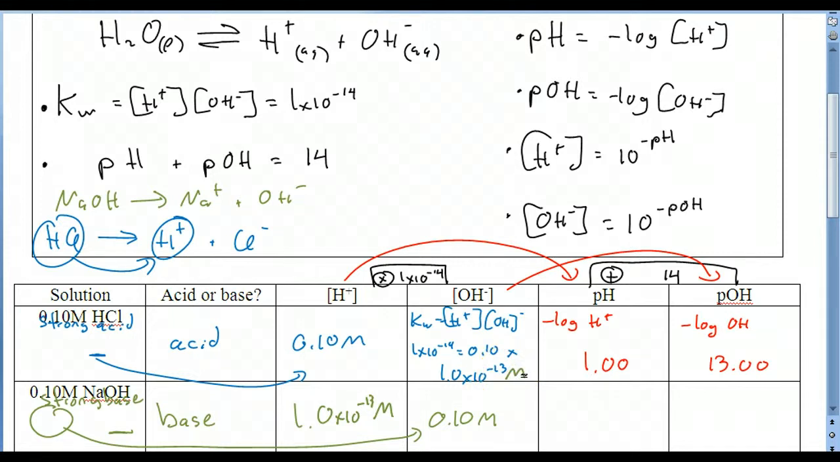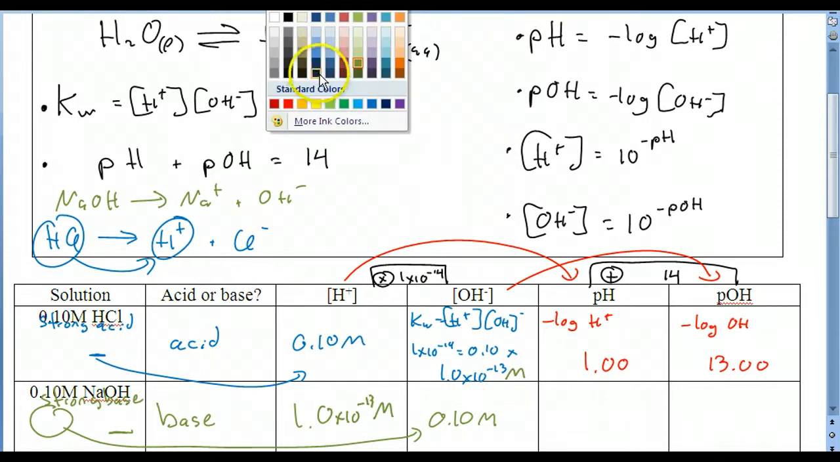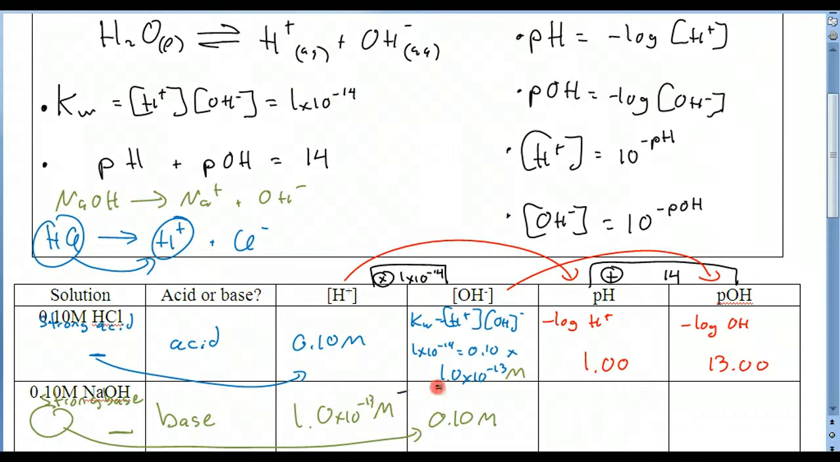And then to go from H to pH, use the negative log. To go from OH to pOH, you would use the negative log as well. It looks like 3 sig figs, but it's actually 2 sig figs using your log rules. So that's how you can do it.